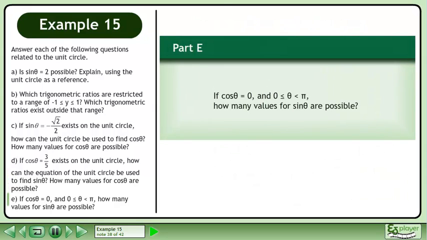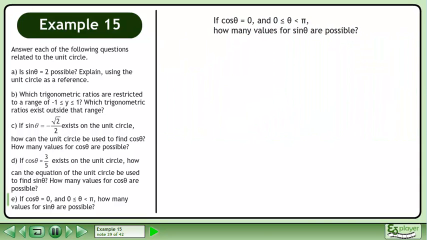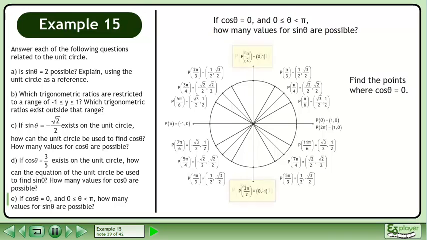Now we'll move on to part E. If cos theta equals 0 and theta must be between 0 and pi, how many values for sine theta are possible? Find the points where cos theta equals 0. Two angles satisfy this condition at pi over 2 and 3 pi over 2.